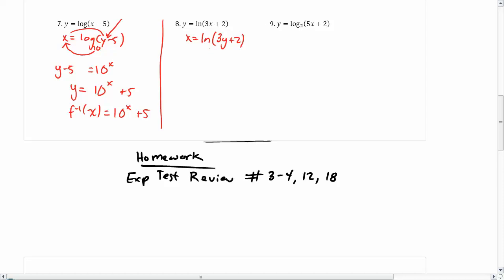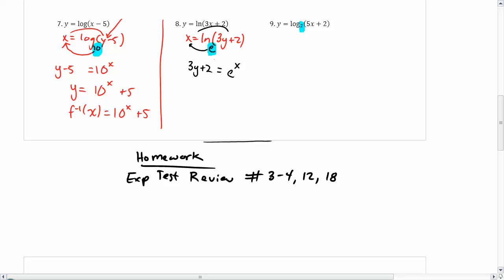Okay, exponentiate. Now the base of a natural log is e, similar to how the base of a common log was 10. The base of this next one is 2. So if it doesn't say and it's a log, then it's 10. If it doesn't say and it's ln, then it's e. Next, exponentiate e to the x, and that's equal to all this stuff, 3y plus 2. 3y plus 2 equals e to the x.